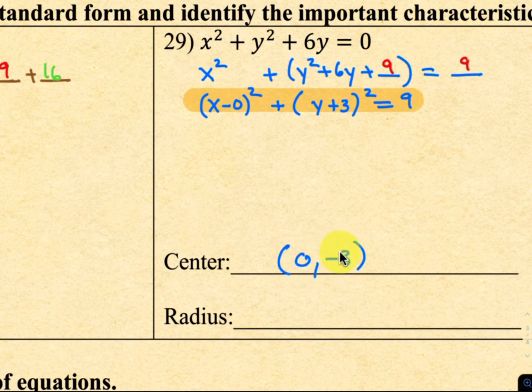So we have our center there. And then the radius is the square root of 9, which is 3.